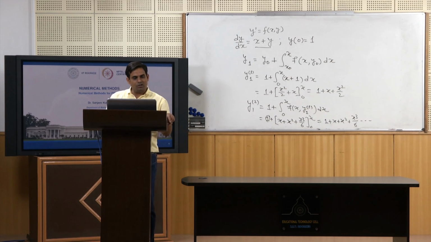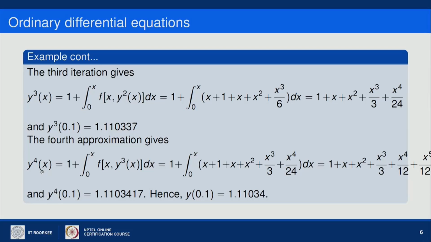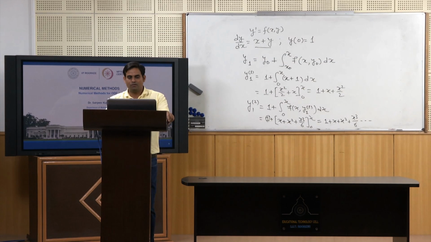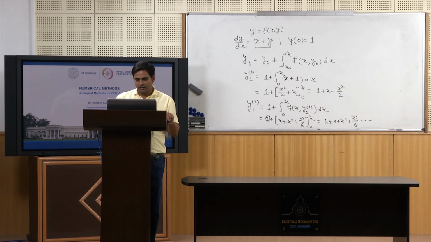If I take one more iteration or one more approximation of y, then I am getting this particular expression for y at the fourth iteration, 1 plus x square and so on, and at x equals 0.1, it is coming as 1.110347. So, up to 5 decimal places it is correct, and it is given as 1.11034.